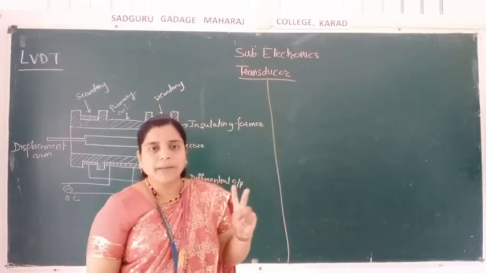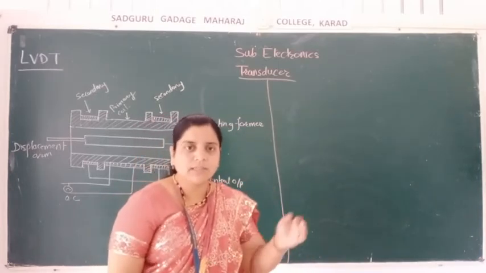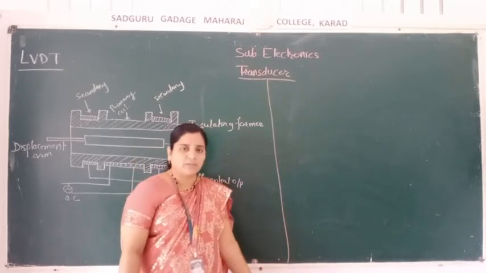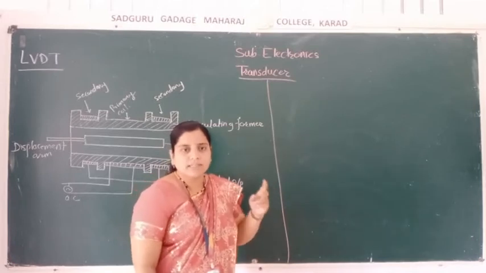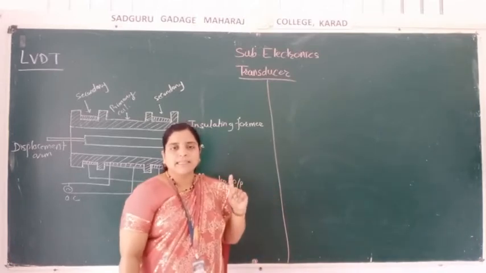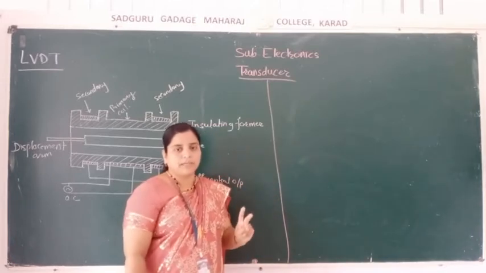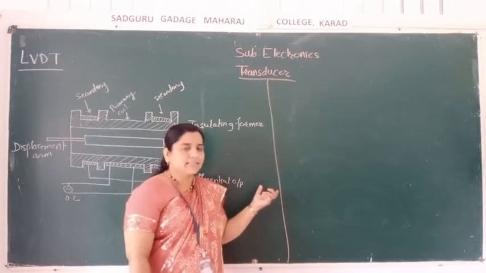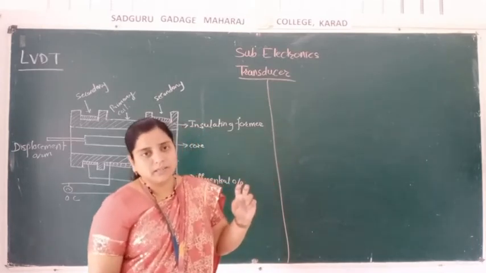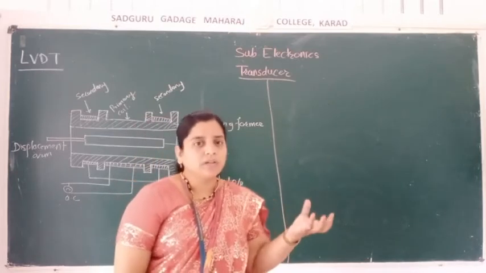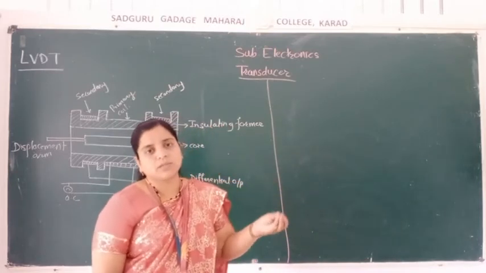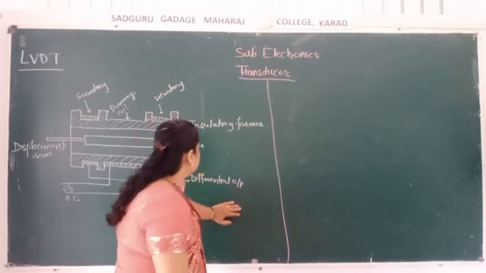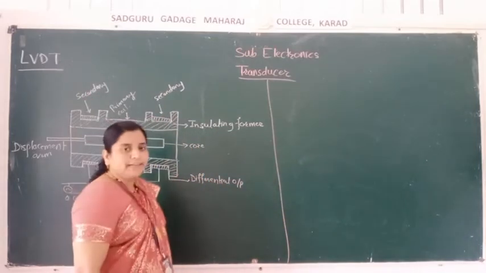Okay, so these are the two main types of transducer, and again there are subtypes in the active and passive transducers. In active transducers there are two types, that is thermocouple and piezoelectric transducer. We have seen in the previous lecture what a piezoelectric transducer is and its function, with its diagram. Okay, so today we are going to see the LVDT.